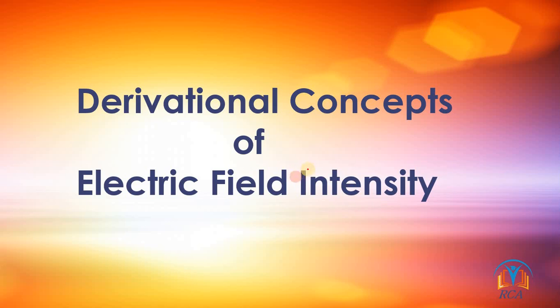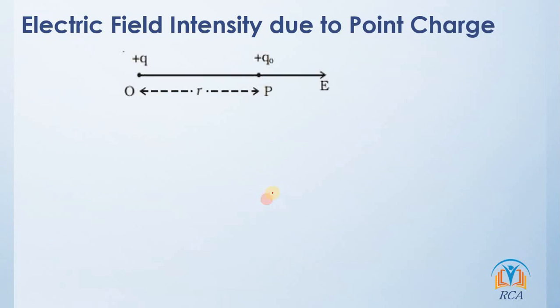Great. Now let's get into the important things, the derivational concepts of electric field intensity. What are the important derivations associated with electric field intensity, and at what points? The first thing we have is electric field intensity due to a point charge, an important concept. Let's consider a charge plus Q at O. This is our source charge, right? Then we have to calculate the electric field intensity at point P, where another charge plus Q naught is kept. This is our test charge.